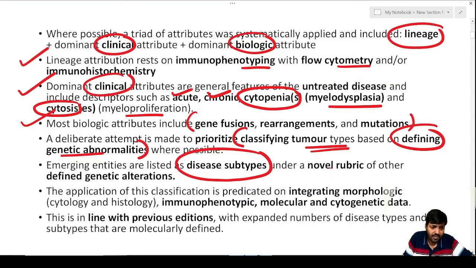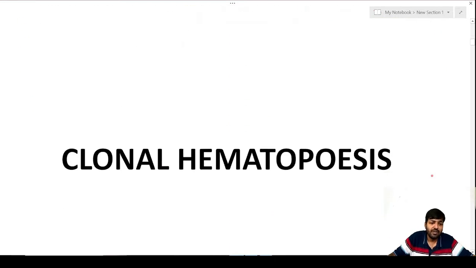A very important thing that we have to understand is that the application of this new classification system is based on integration of morphologic, immunophenotypic, molecular and cytogenetic data. So this is in line with the previous edition. The 5th edition is in line with the previous edition in the basic aspects. So what are the most important changes we are going to see?